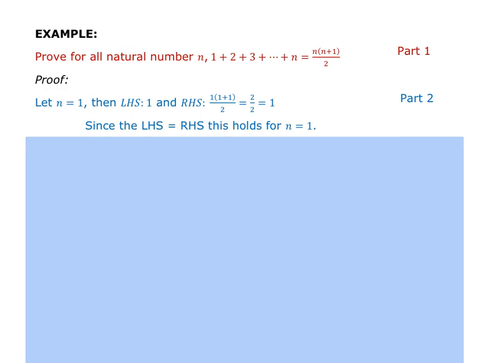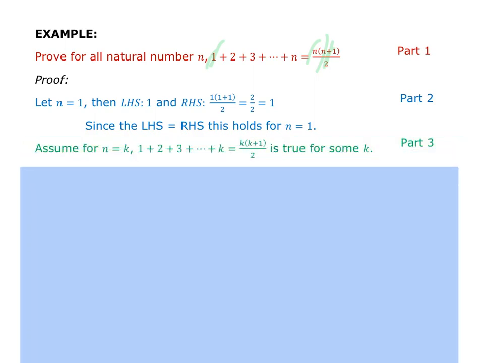The second part is we're going to show that it holds for our very first case, which is n equals 1, because that's our first natural number. So we let n equals 1 and we look at the left-hand side, which is just 1. That comes from right here. That's our very first term, so that is just 1. And we look at our right-hand side. So we're going to put 1 in there. So we have 1 times 1 plus 1, which is 2. So 2 over 2, which is 1. Since the left-hand side does match the right-hand side, then we know it holds true for our very first case, n equals 1.